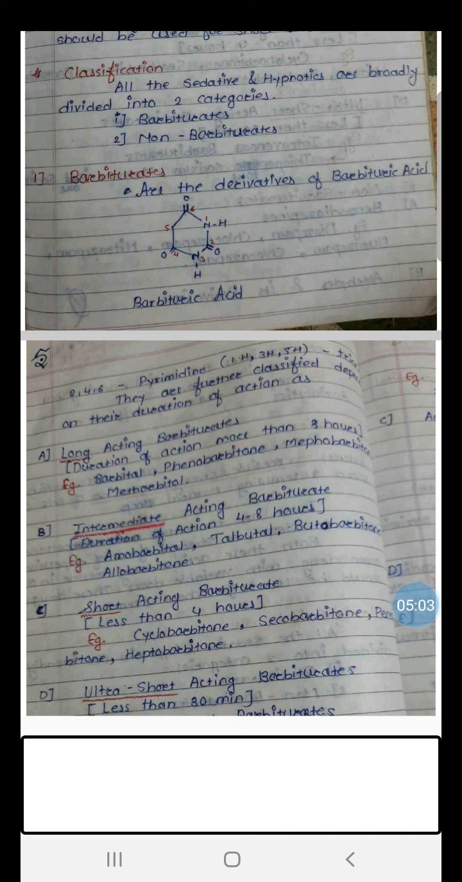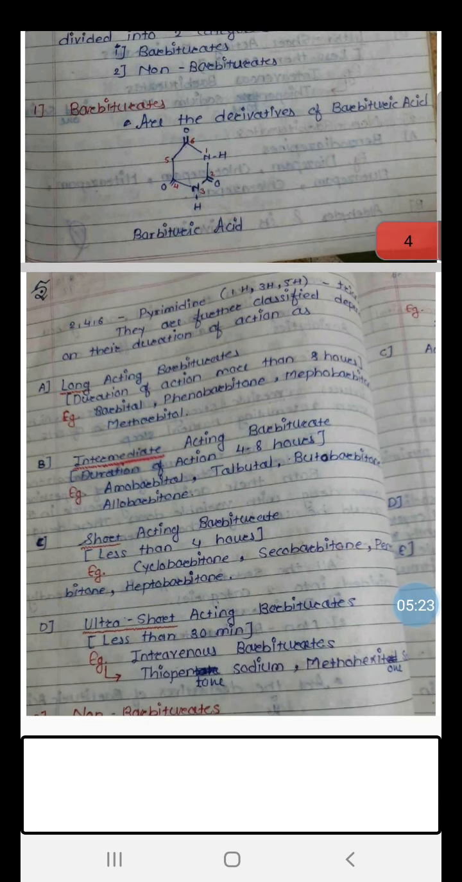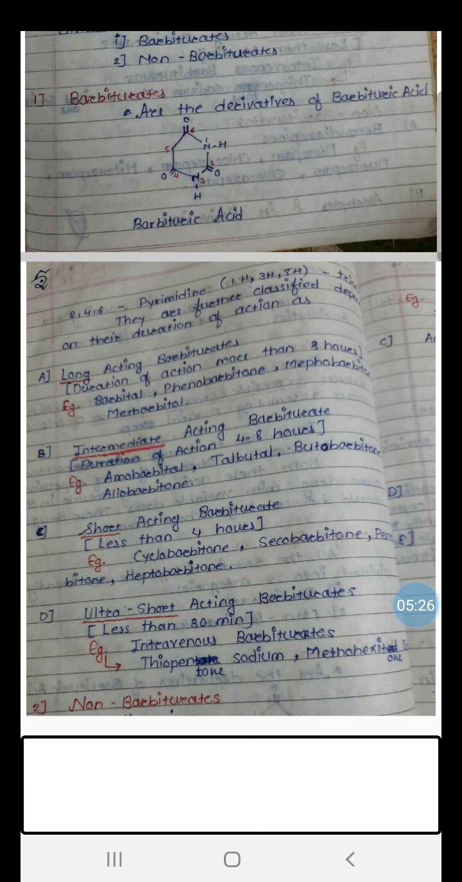So depending on the duration of action, all the barbiturates can be divided as long acting barbiturates, where duration of action is more than 8 hours. Examples you can quote are barbital, phenobarbital, mephobarbital, metharbital, etc. Next is intermediate acting barbiturates, where duration of action is 4 to 8 hours. Examples: amobarbitone, butabarbital, allobarbitone, talbutal. Next is short acting barbiturates, where the duration of action is less than 4 hours. Cyclobarbitone, secobarbitone, pentobarbitone, heptobarbitone, these can be the examples of short acting barbiturates.